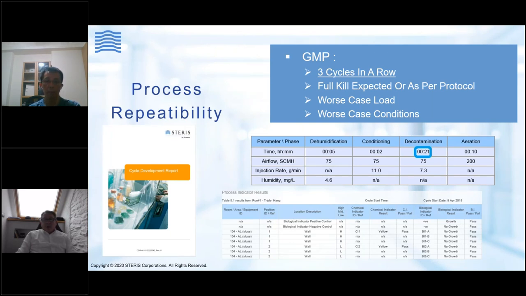So after that, we have the process repeatability phase where we need to have 3 cycles in a row. Again, this will be challenged with the BIs, the biological indicators, and we will need to have the worst case load and the worst case condition. Worst case load likely is the most important load a material airlock would have, but if it's a production zone, all the machines must be inside. And worst case condition is likely the lowest temperature. So with the 3 cycles in a row, we will prove that we have process repeatability.